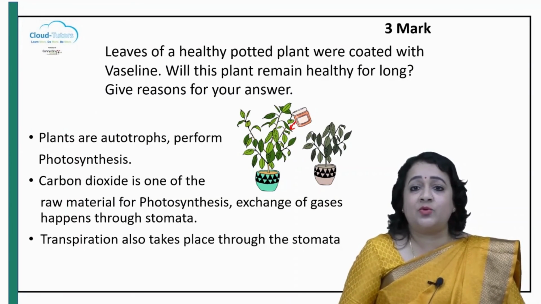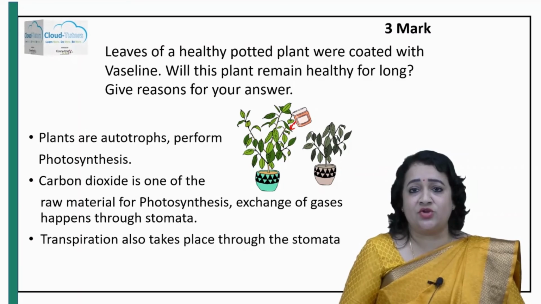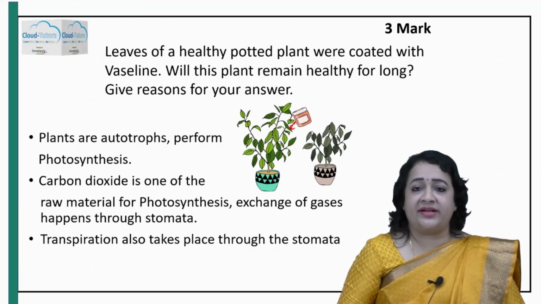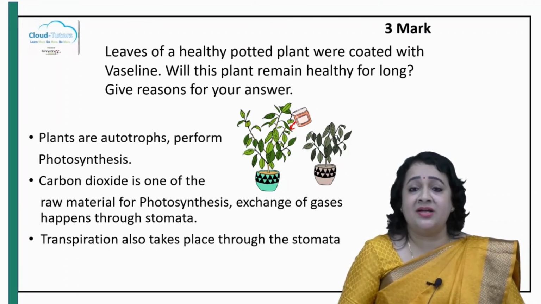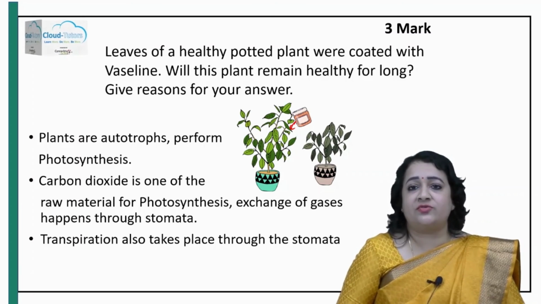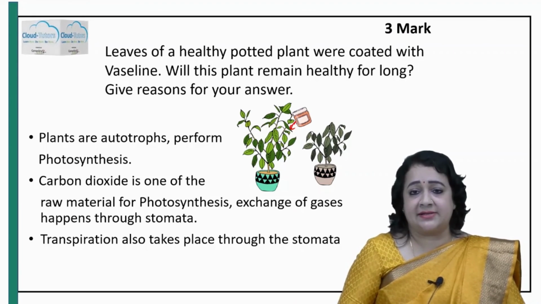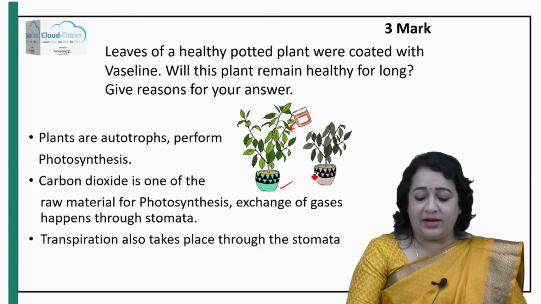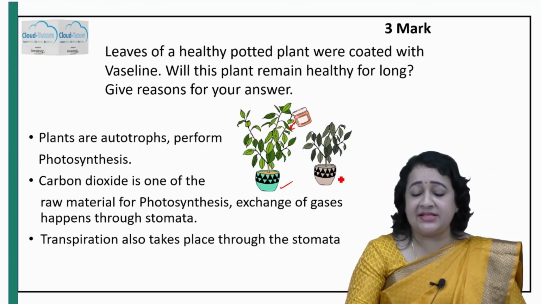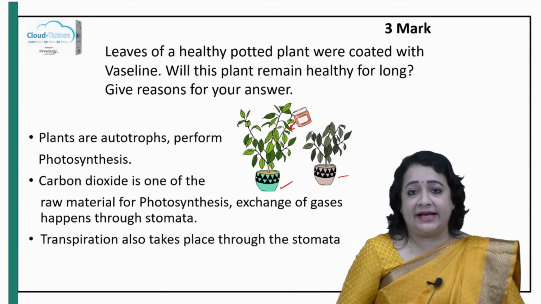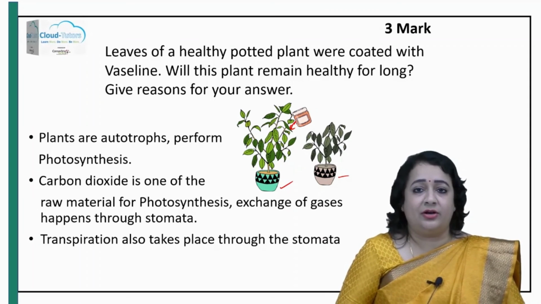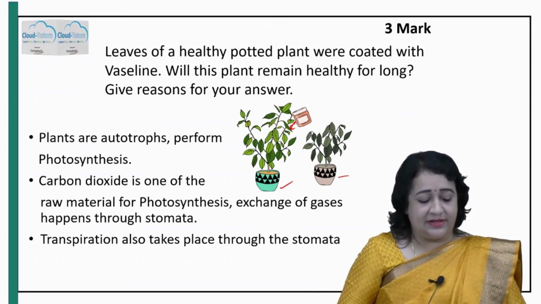As well as there is a process called transpiration happening through the stomata. Now the stomata is blocked because of applying Vaseline. So transpiration will not happen in this case. So there is no photosynthesis, there is no transpiration happening in the plant. So what will happen after a few days? The plant is going to die. It is not going to live longer. That you have to explain.